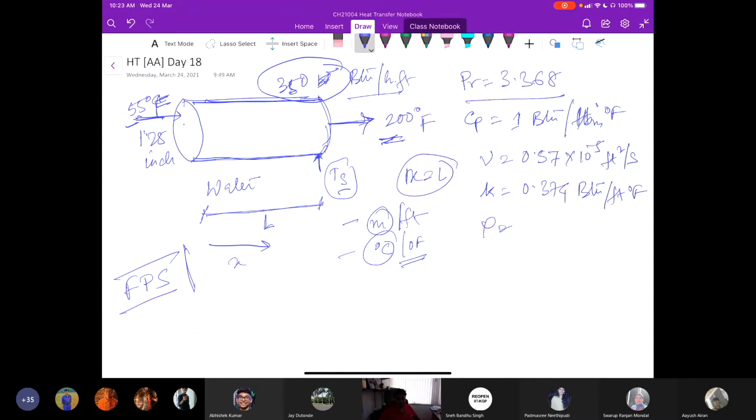The properties of water at film temperature are given like this. Cp is 1 BTU per pound mass per degree Fahrenheit. Prandtl number is 3.368. Nu is 0.57 times 10 to the power minus 5 feet square per second. And rho value is say 62 pound mass per feet cube.